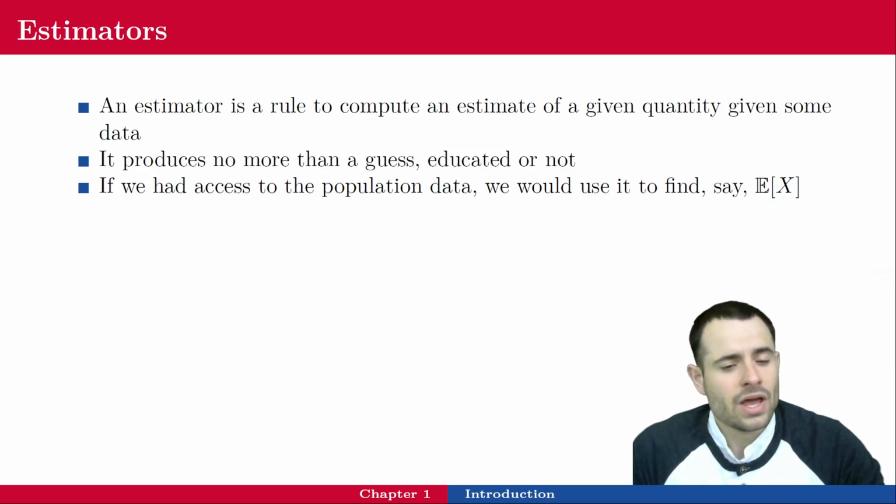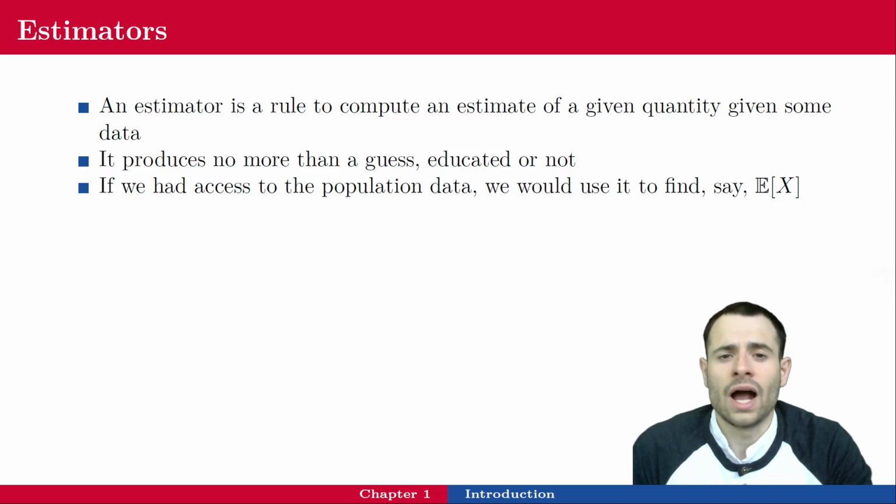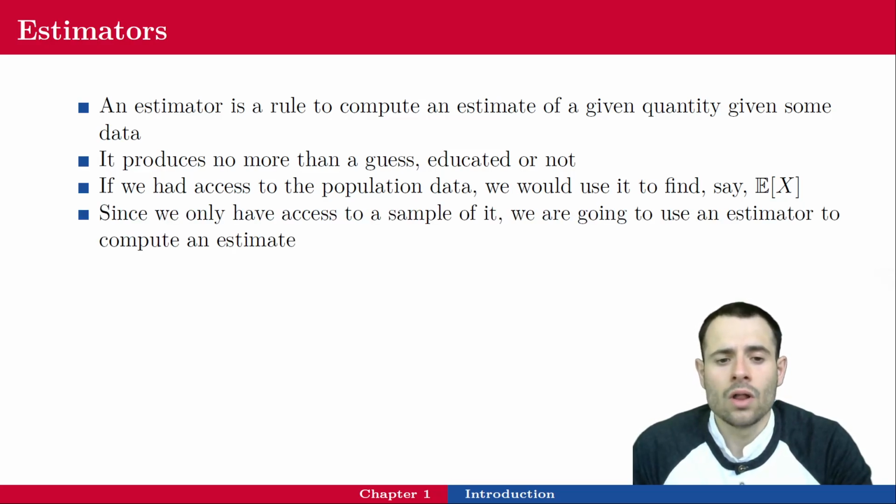Now, remember, if we had access to the population data, it would be great. I could use it to find the expectation of X. If I want to know the average age of SFU students, and you give me all the records of SFU students every year for the past 10 years, great. What I'm going to compute is not a sample average. It is an expectation, because I have all of the data. In reality, of course, it is impossible or very difficult to obtain all of the data.